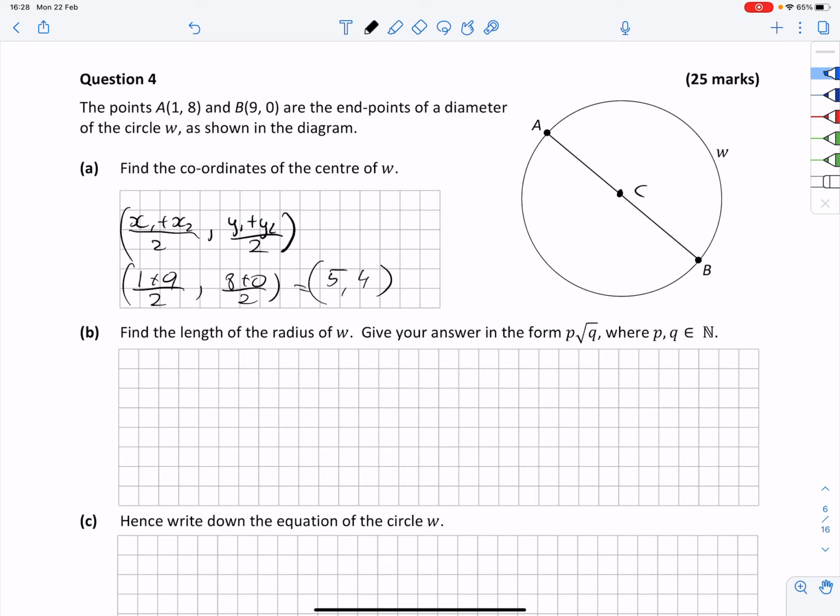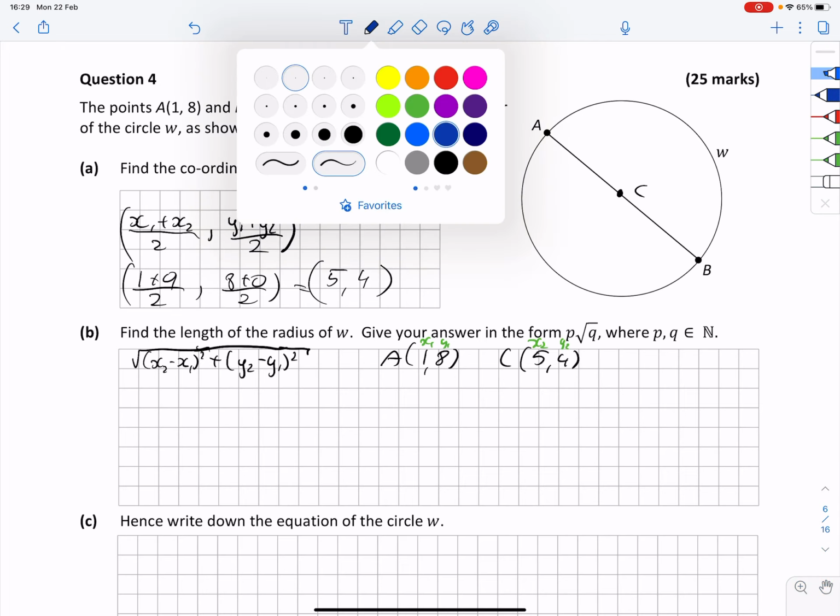Then the next part of this question is to find the radius of the circle, giving the answer in the form p root q. So the formula for the radius, which is the distance between two points, is the root of the difference in the horizontal coordinates, x2 minus x1, all that squared, plus the difference in the vertical coordinates, and all that squared again. So, assuming that the first point A has coordinates 1 and 8, and center C has coordinates of 5 and 4, we can say that this is going to be my x1, this is y1, this is x2, and this is y2. And I can use the substitution into my formula to find the result.